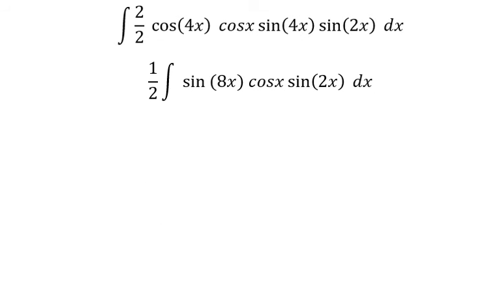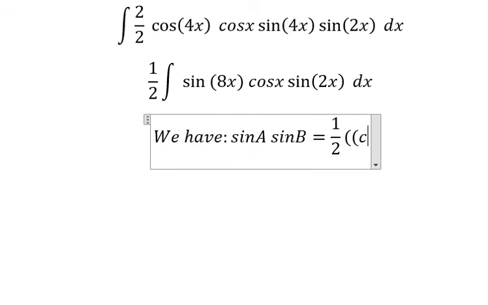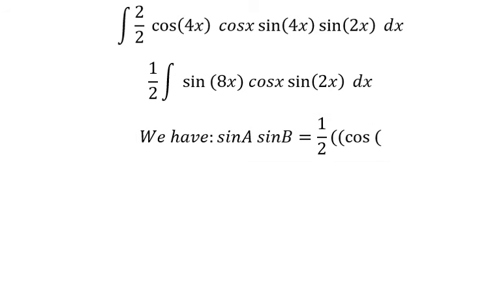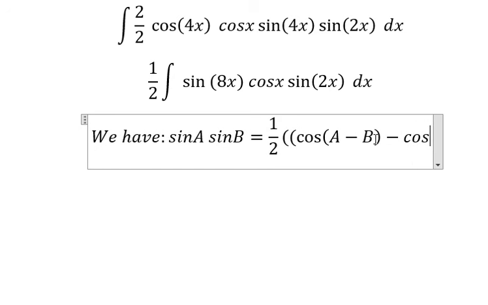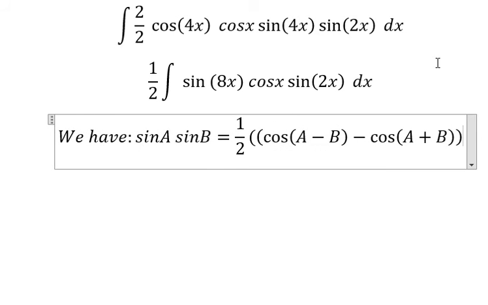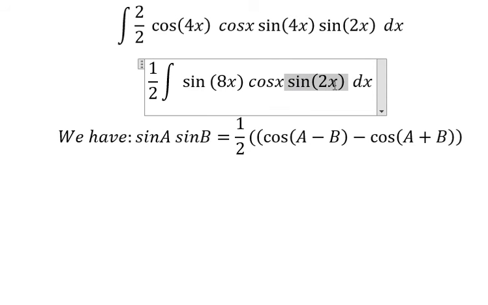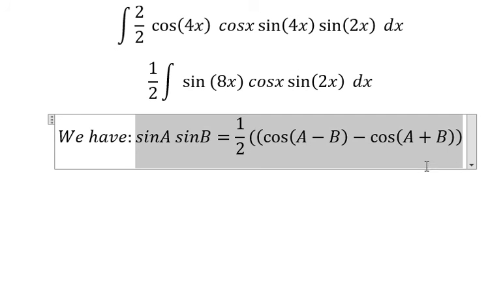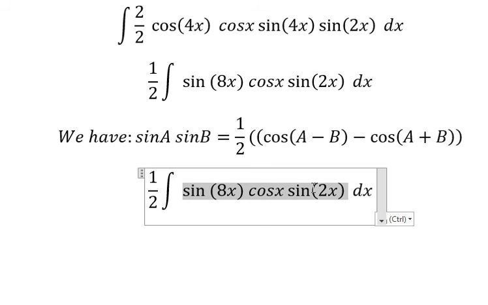Next, we have the second formula in here. That is about sin A sin B equals 1 over 2 cos of A minus B, minus cos of A plus B. So we have this one multiplied by this one in here, and then we apply this formula. So we will have like this.